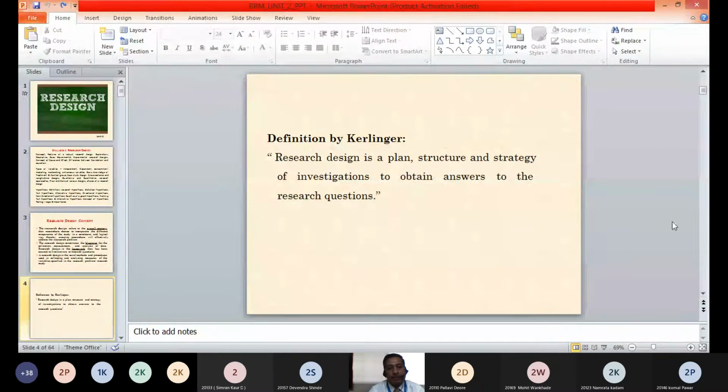So this is a very simple definition which makes you very clear about what research design is, isn't it? So it is a plan, structure, and strategy of investigation to obtain answers to the research questions, isn't it? Are you all getting it now? So we'll go ahead.